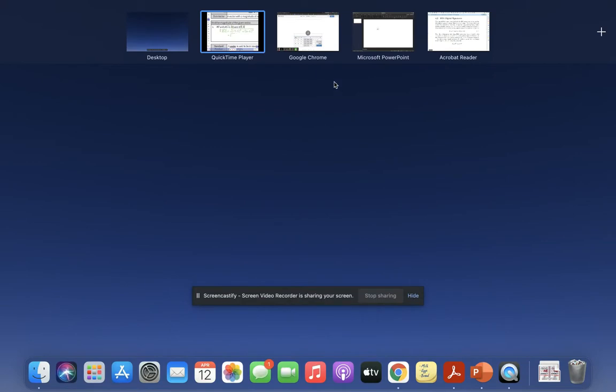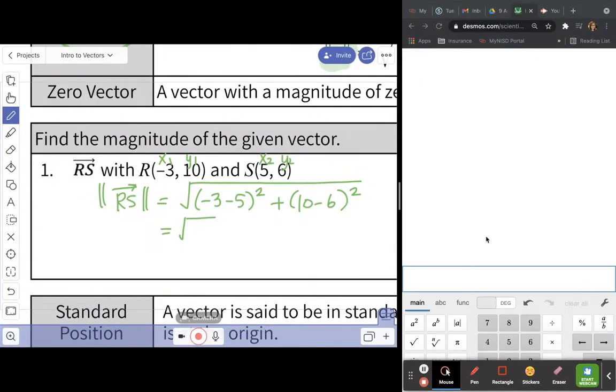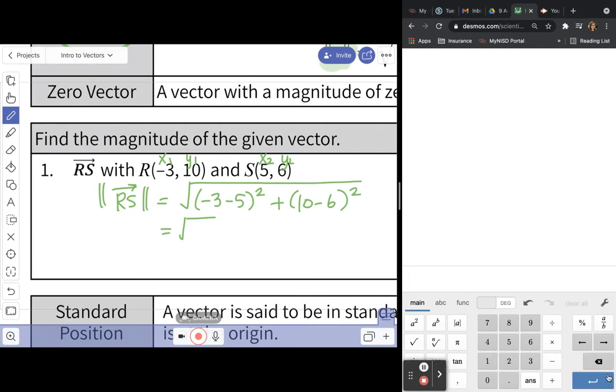So let me get a calculator here. Okay. So like I said, I'm not going to put the radical in just yet. I'm just going to do the inside. So parentheses, -3 minus 5 squared plus parentheses 10 minus 6 squared.